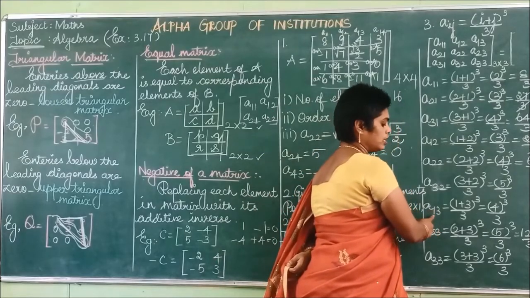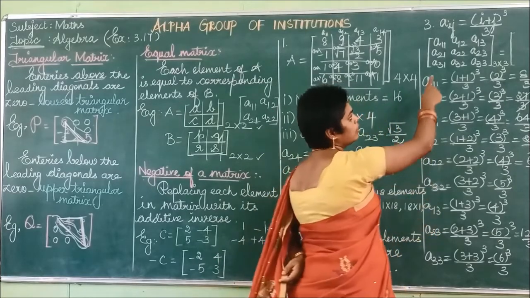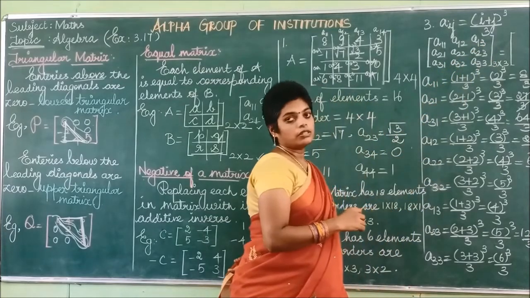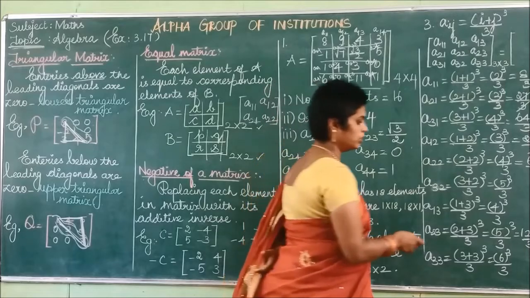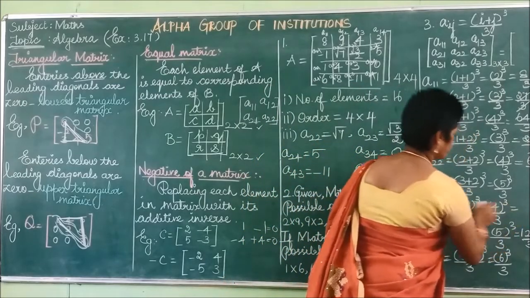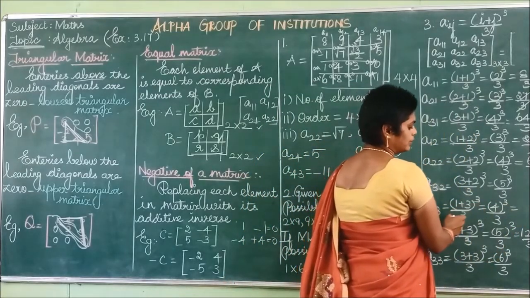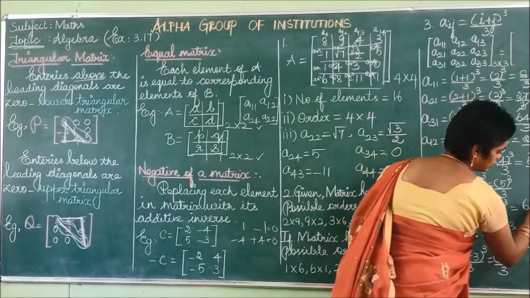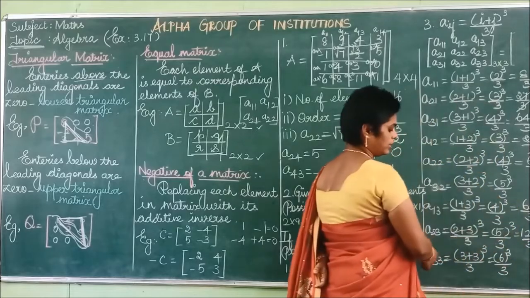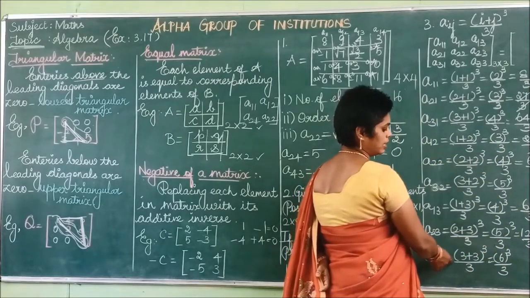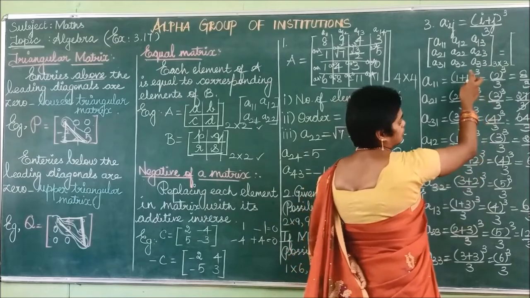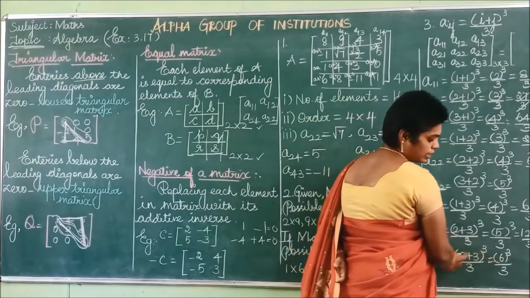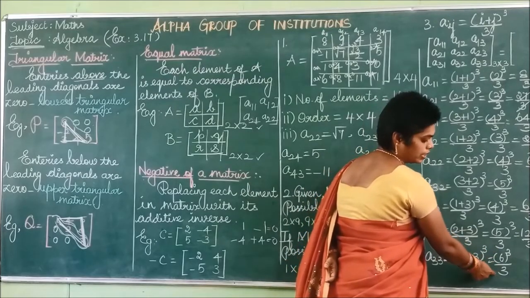A13. First row, third column. What is the first row, third column? (1 plus 3) whole power 3 divided by 3. 1 plus 3 is 4 power 3, written as 64 by 3. Then next, A33. A33 is what? (3 plus 3) whole power 3 divided by 3. Then 3 plus 3 is 6. 6 divided by 3.